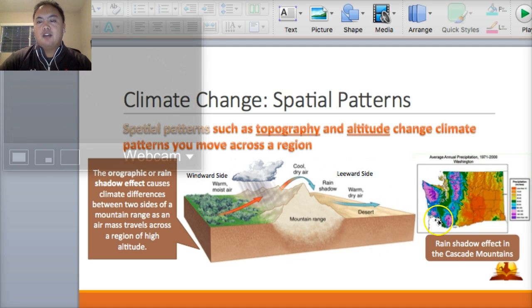So to the west of the Cascade Mountains, they have heavy precipitation, like there's a ton of water. But to the east side of the mountains, it's desert, it's arid, it's dry, it's warm. That's what you call the rain shadow effect, and that's what we're talking about, these spatial patterns. It really relies on topography and altitude.